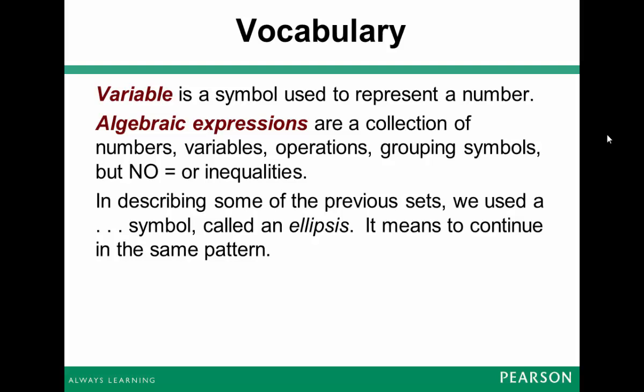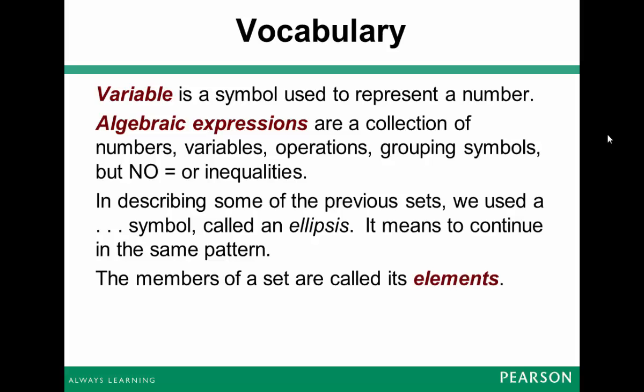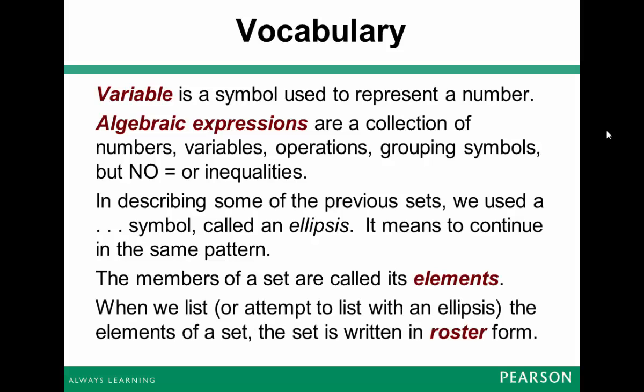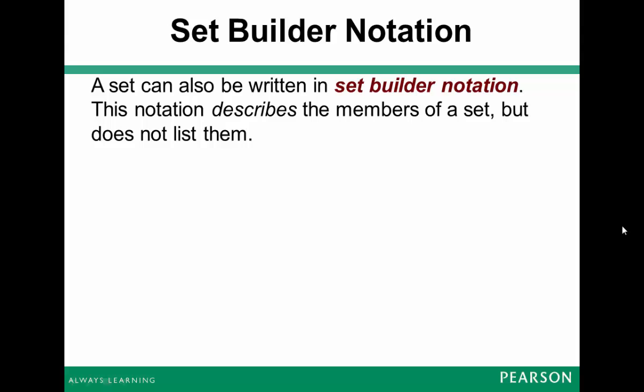In describing some of the previous sets, we used a symbol called the ellipsis, and it means to continue in the same pattern. The members of a set are called elements, and if we list them all, then we form a roster. A set can also be written in what's called set builder notation. This is a notation which describes the members of the set, but it does not list them.